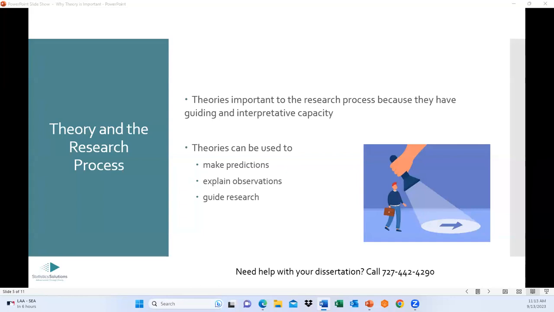Theories can be used to make predictions. In other words, what do you expect to find in your study? Based on the theory, you can create hypotheses and define what you expect to find, because here's what this theory says. Now, if you find something different than what the theory says, that doesn't mean everything is lost, or that my study was a wreck. It doesn't mean that at all. It tells us something very valuable.